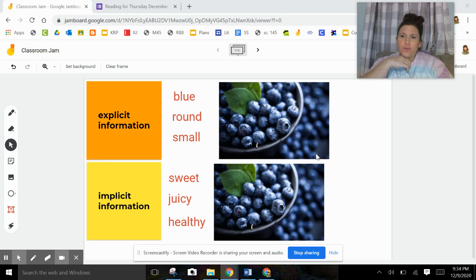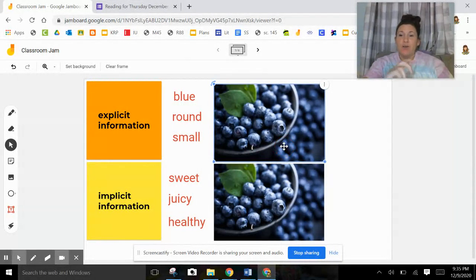Miss Acton's got a few more examples for you. We've got a brand new passage today. So hopefully today will be the day that you can get all the answers correct. You really know what the difference between explicit and implicit are. So let's get started. We've been looking at this picture of blueberries.